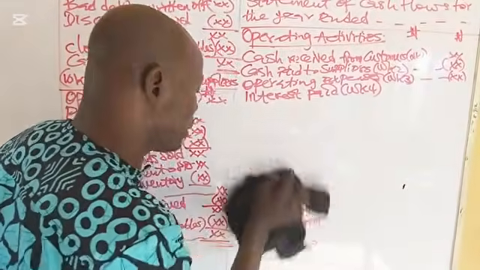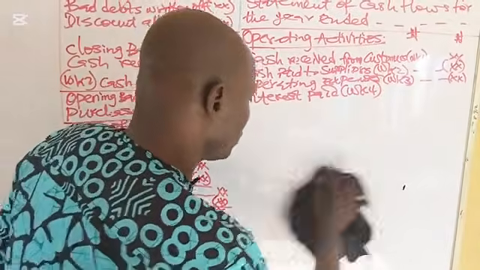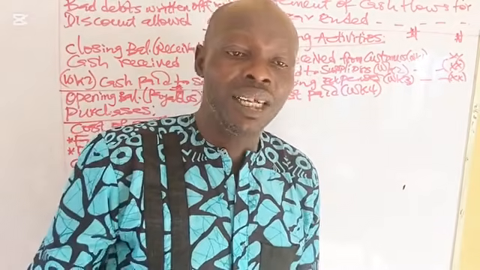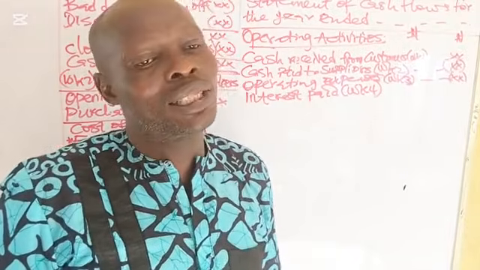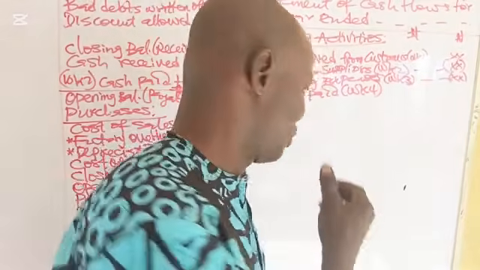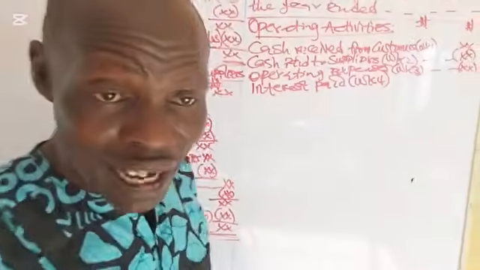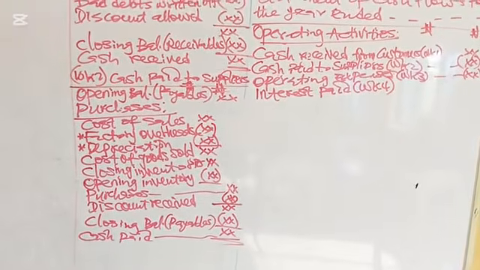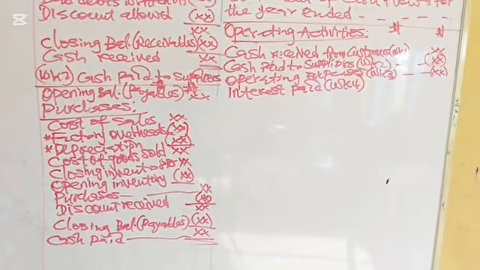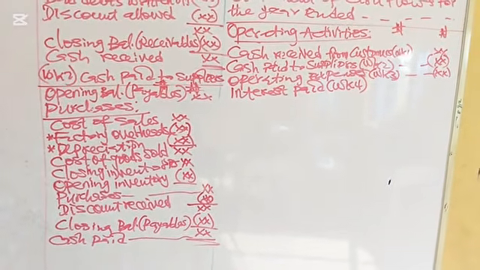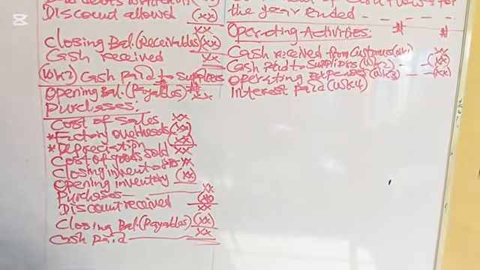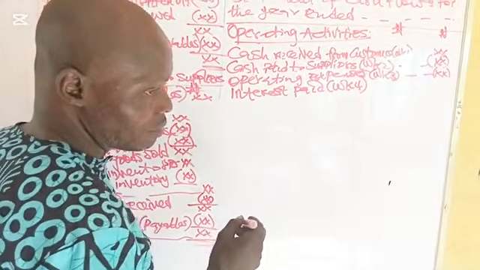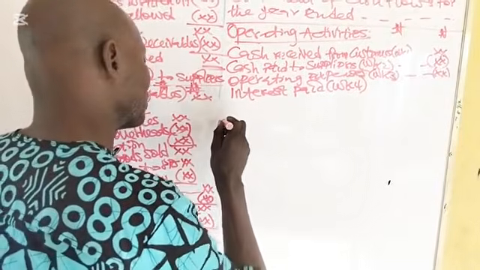So, interest paid. Interest paid is different from interest received. Interest payable is different from interest receivable. What is the difference? One is an expense, one is an income. One is an outflow, one is an inflow. Interest received is an inflow. Interest paid is an outflow.